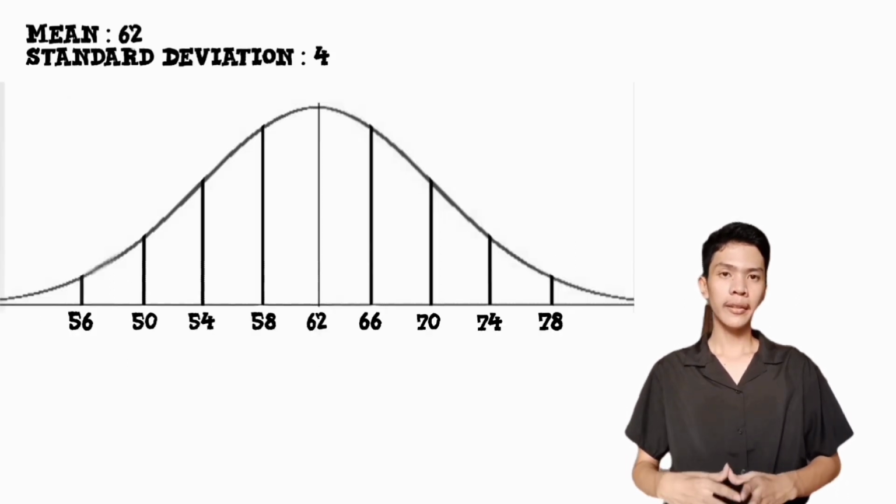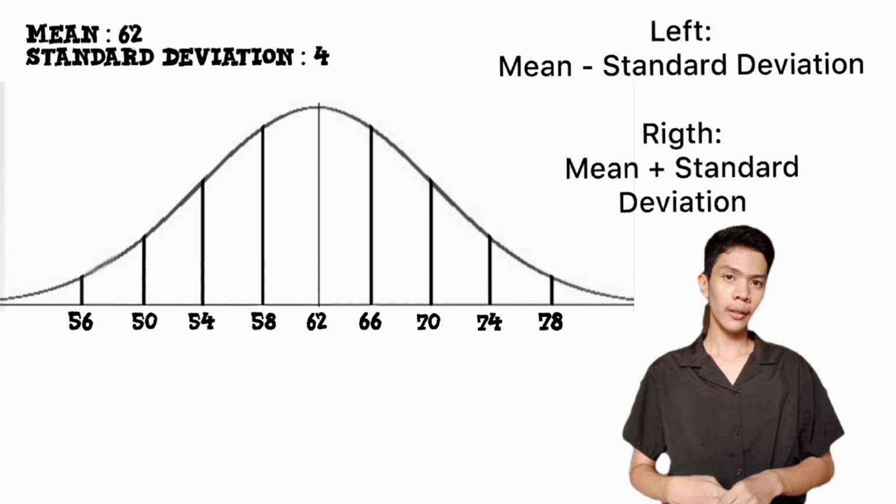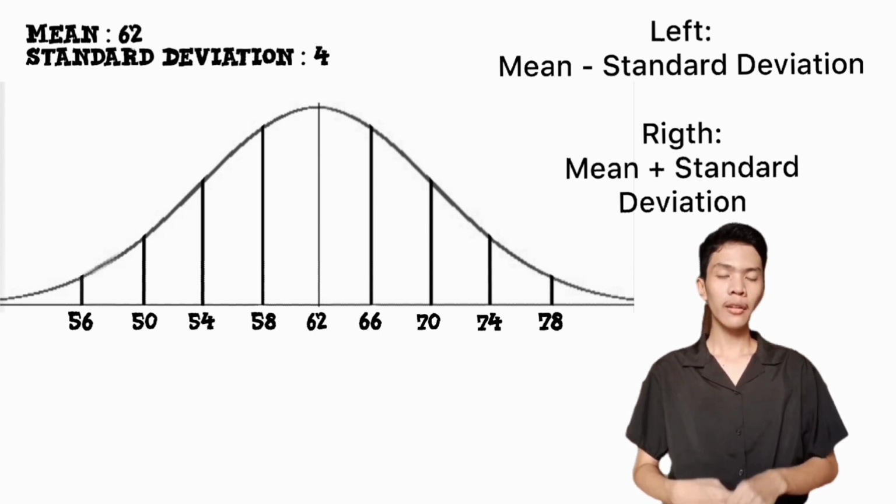Since the mean is 62, the center is 62. To get the values of the points on the x-axis from the left, you need to subtract the standard deviation from the mean. To get the values of the points on the x-axis from the right, you need to add the standard deviation to the mean of the normal distribution, so we get this.